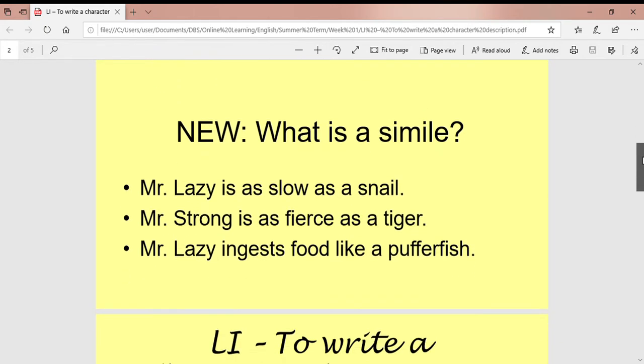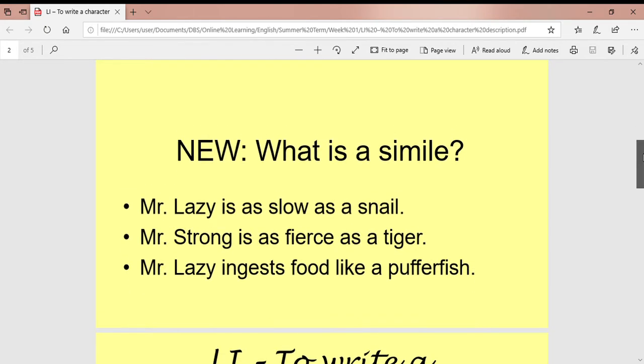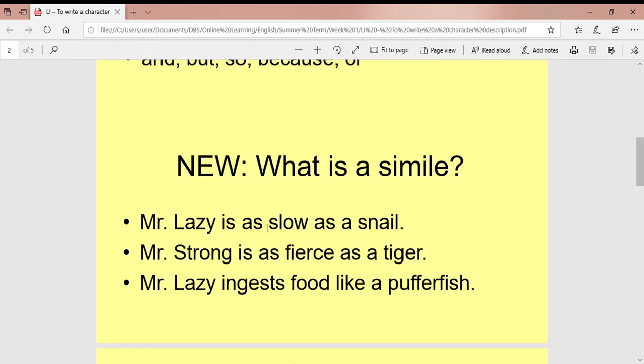New for today is a simile. So what is a simile? A simile is where we compare a person or thing to another person, thing, or animal as a way of describing that person. So here's some examples.